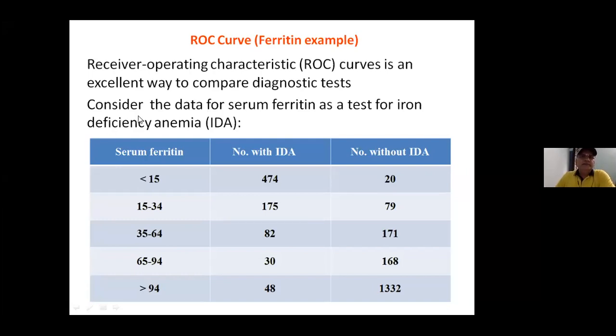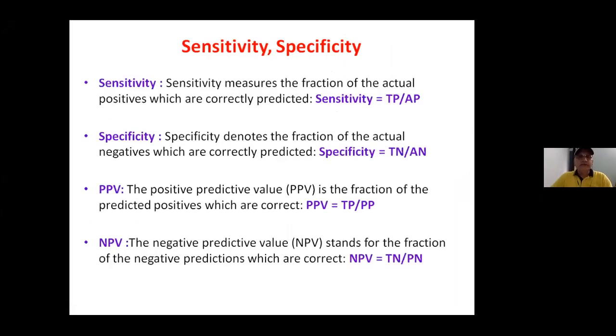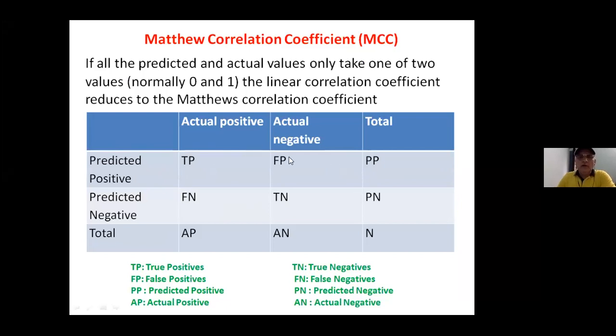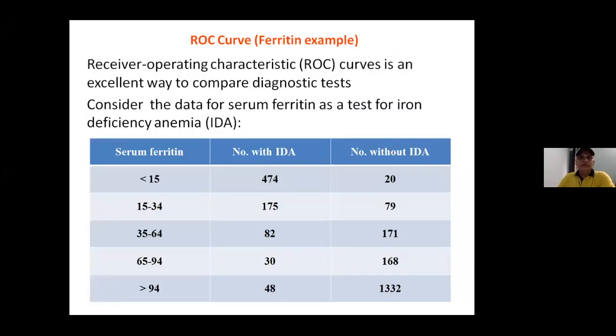Let's say I consider two types of groups. Consider the data for serum ferritin as a test for iron deficiency anemia. These are the numbers of those who are having iron deficiency, and this is without iron deficiency. I take the serum ferritin level, say less than 15, this is the number, 15 to 34, this is the number. So these are levels of serum ferritin, and I divided them into a few groups. Let's say I want to compute sensitivity and specificity. As you know, to compute sensitivity and specificity I need only a 2 by 2 table. Then and only then can I compute. So let's say I can convert this into a 2 by 2 table.